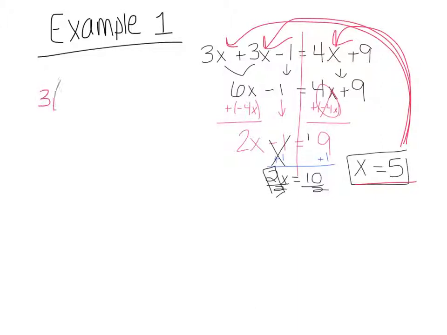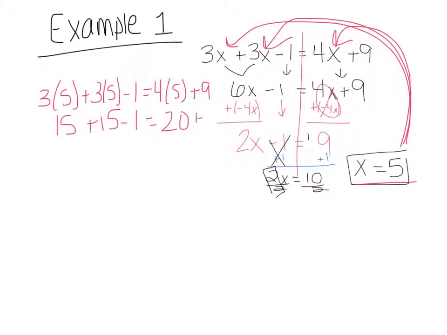So I'm going to do 3 times 5 plus 3 times 5 minus 1 equals 4 times 5 plus 9. And I see that 15 plus 15 minus 1 equals 20 plus 9. I'm just simplifying down my page here using the order of operations. And then 15 plus 15 is 30, and 30 minus 1 is 29. So I'm hoping that the right side also equals 29. And if I have 20 plus 9, I see that it does. My answer checks. I checked my answer of x equals 5, so I know that it's correct.